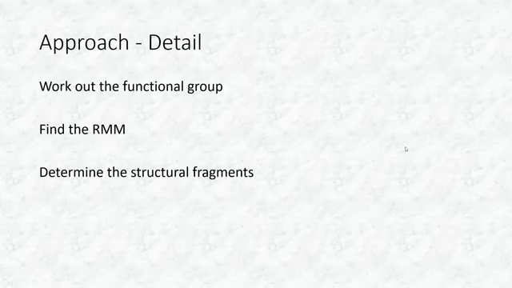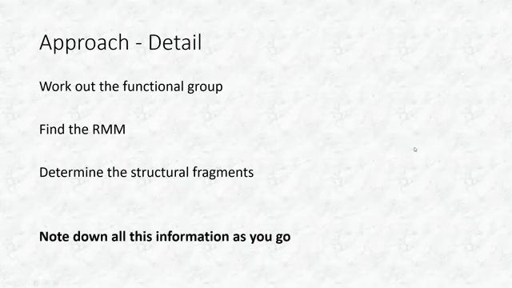Okay, let's go into the detail. So we're going to work out the functional group first. That is definitely the first step. Without that, you're going to struggle with the other parts. Then we're going to find the relative molecular mass. And then we're going to determine the structural fragments. And I can't stress this enough, you need to note down this information as you go. For one thing, that's what's going to pick you up most of your marks, is your reasoning, the information that you've pulled from those spectra.